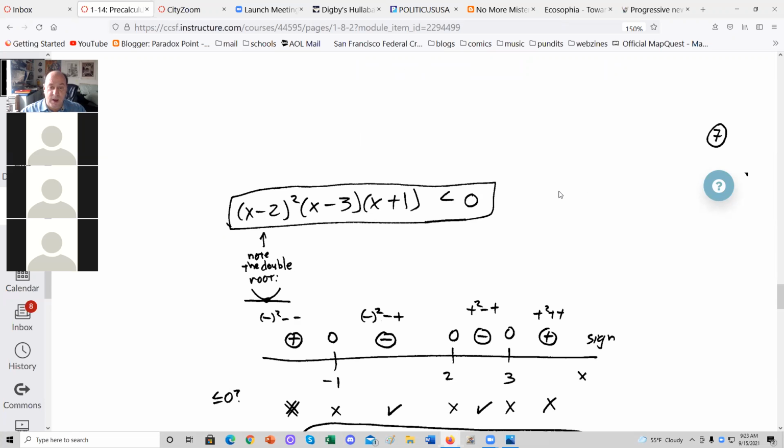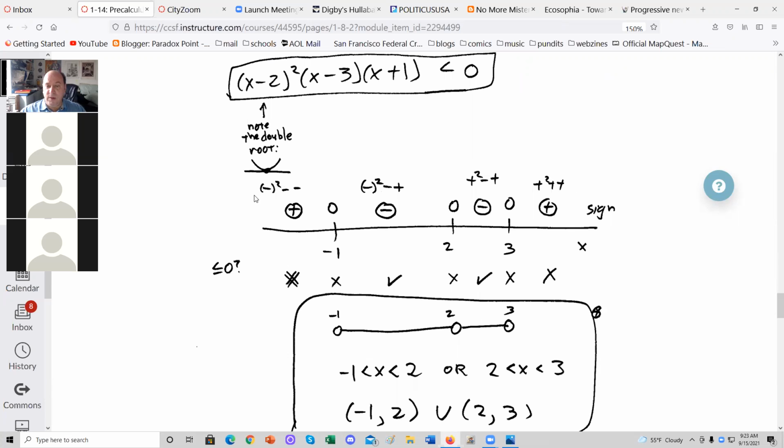All right, so let's start off. So we do a sign graph. x here, sign of this thing here. Okay, at negative 1, 2, and 3, the expression is 0. Above 3, it's plus squared times plus, which is plus. When it goes below 3, between 2 and 3, we get plus squared times minus, which is minus.